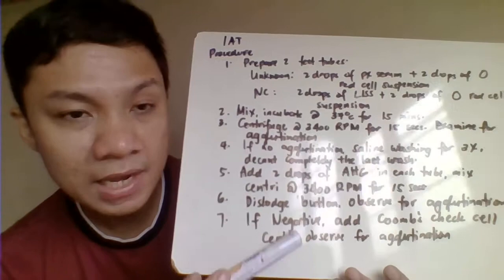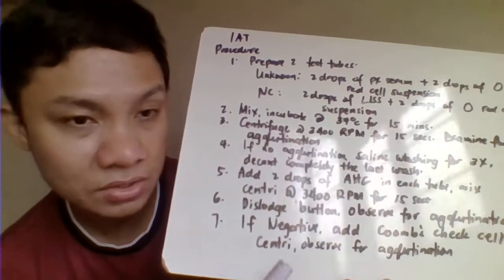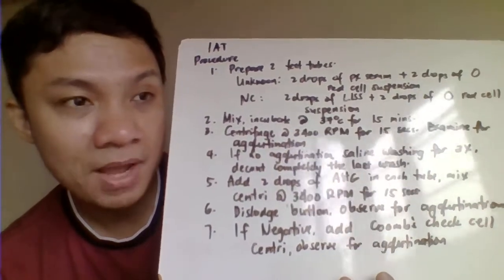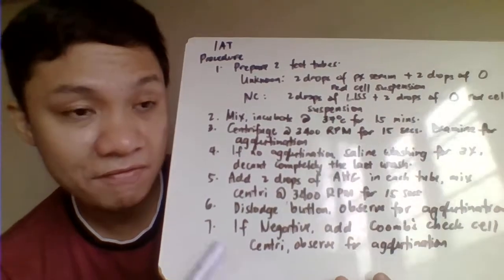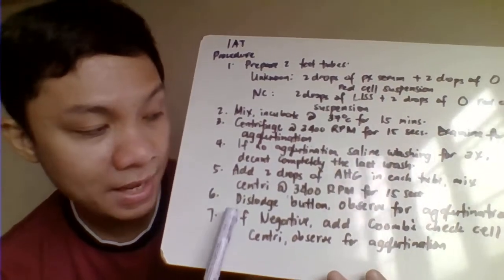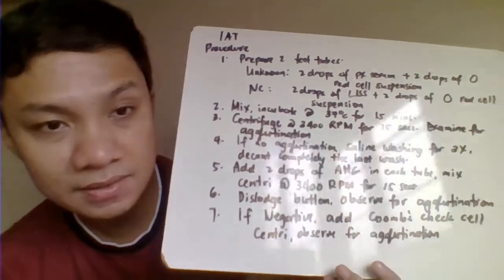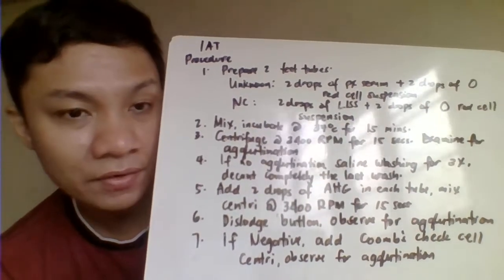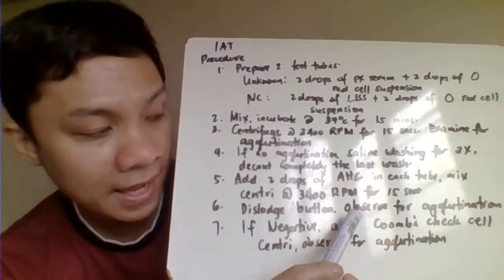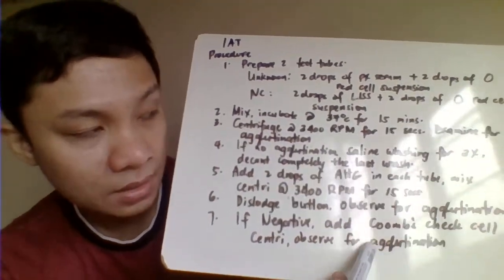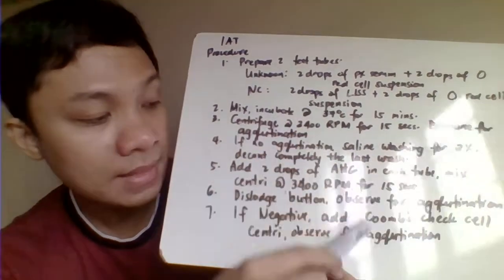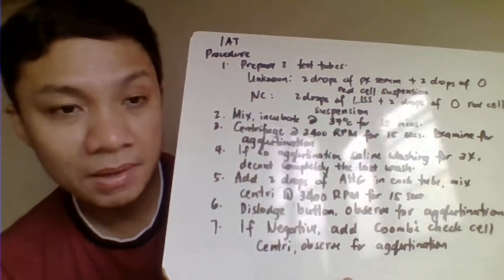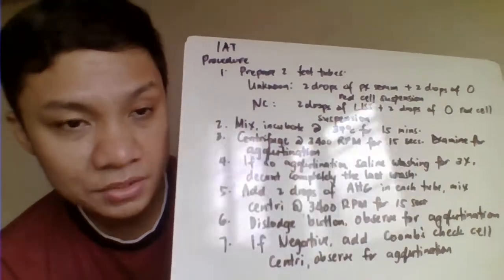And after that one, you try to add 2 drops of your anti-human globulin to each of your tube. And then centrifuge mo ulit, observe for agglutination reaction. Okay, so pag may agglutination reaction, so positive. Pag wala, confirm natin by again addition of your check cell. Again, check cell is positive control. So dapat pag nag-add ka niyan, and then try to centrifuge, dapat magkakaroon na siya ng agglutination reaction.